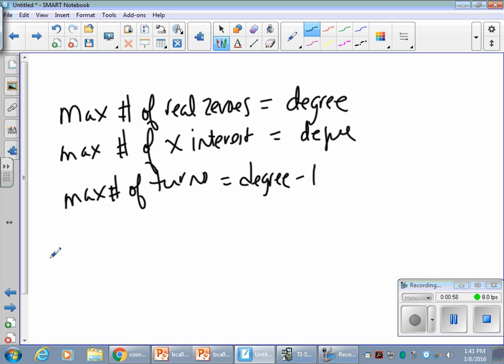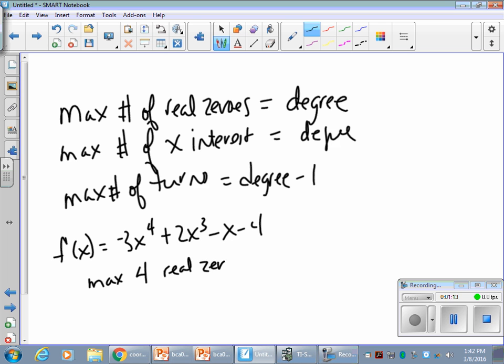So let me give you an example. If I were to have f of x equals negative 3x to the fourth plus 2x cubed minus x minus 4, it would have at most 4 real zeros because the degree of this function is 4. It would have at most 4 x-intercepts, and it would have at most 3 turns. And so I think you've got a couple of questions about that.